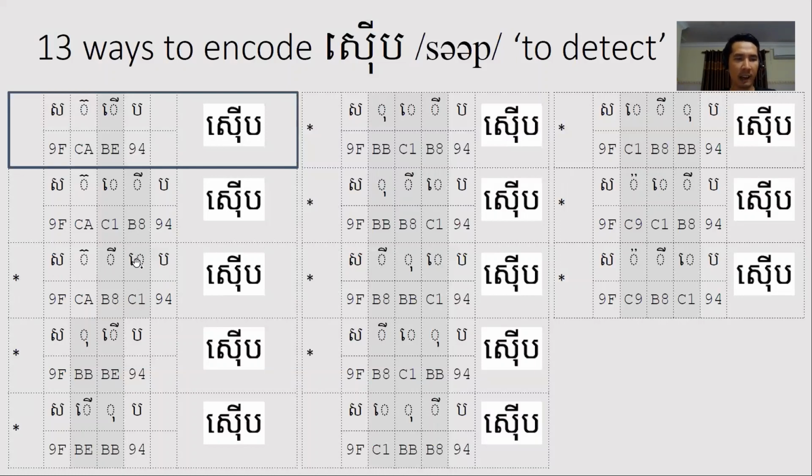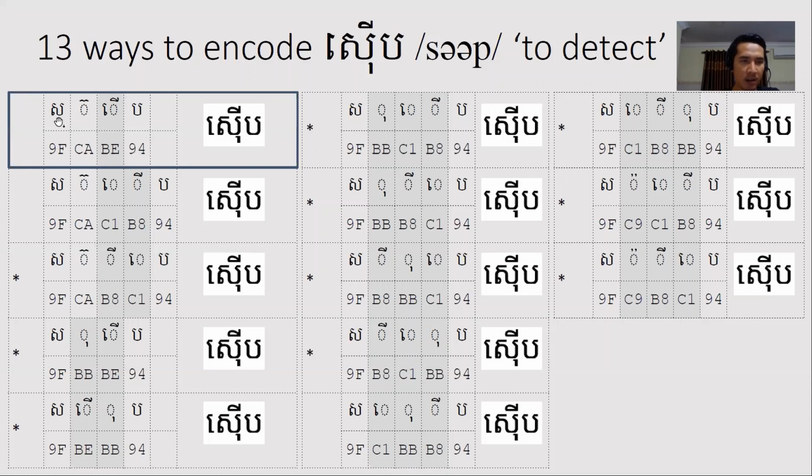Because it's not according to the Unicode character ordering. Two vowels cannot be combined, right? So you may be wondering what is 9F and CA and BE, whatever. These are the last two digits of the hexadecimal representation of the Unicode code point of this particular character, right? So the same way for this and the rest.